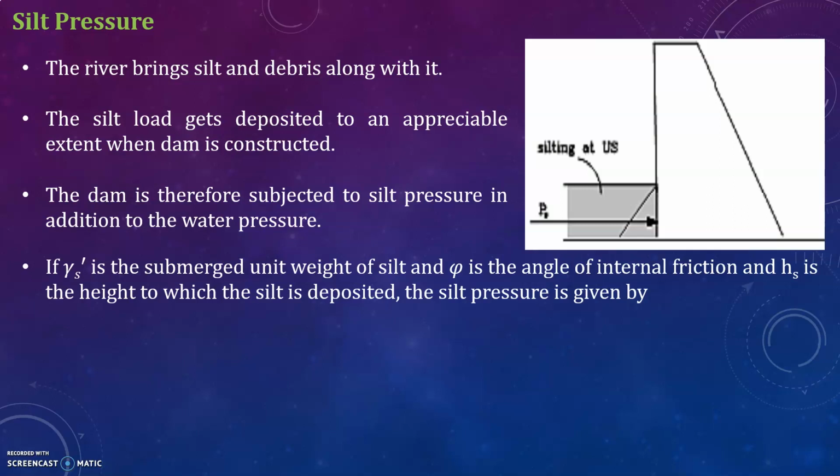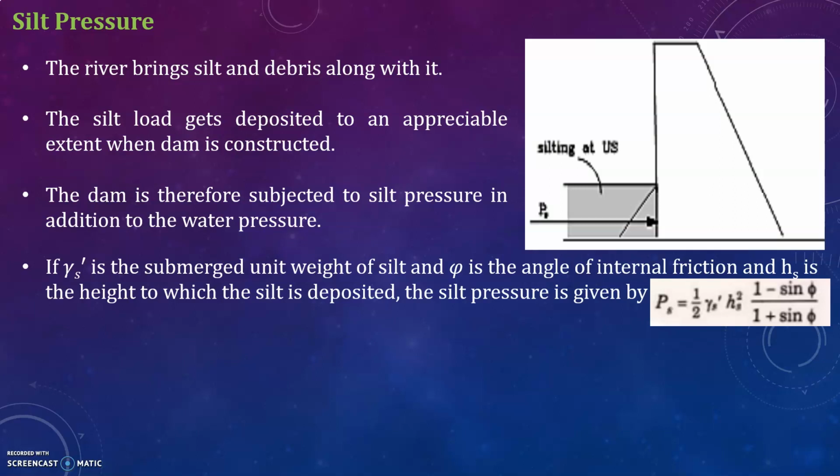If γs' is the submerged unit weight of silt, φ is the angle of internal friction, and Hs is the height to which the silt is deposited, then the silt pressure is given by Ps = ½ γs' Hs² (1 − sin φ)/(1 + sin φ). This is nothing but ½ K γ H.